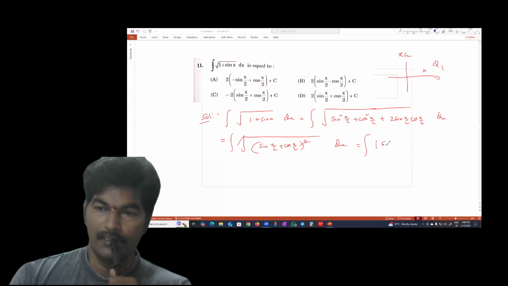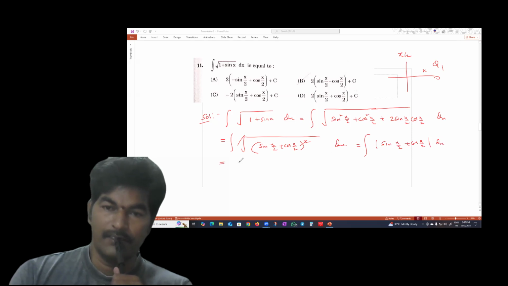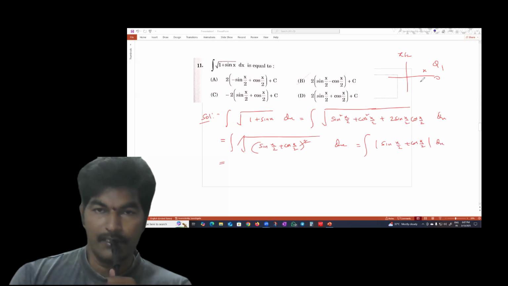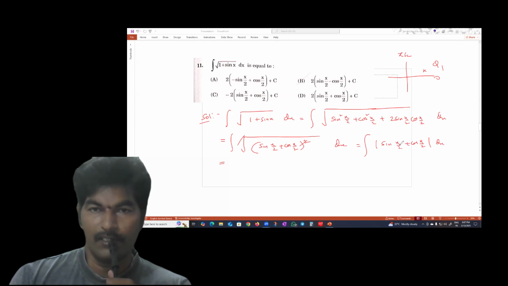Actually, here sin x by 2 plus cos x by 2 you have to write under modulus. Since x is considered to lie in the first quadrant, x by 2 also lies in the first quadrant. So you can consider a positive value. So remove the modulus and consider the positive value.